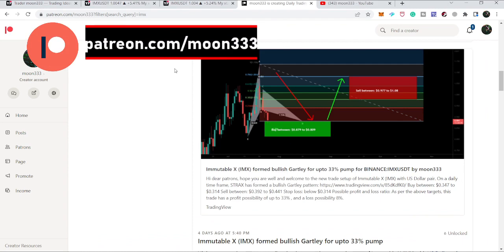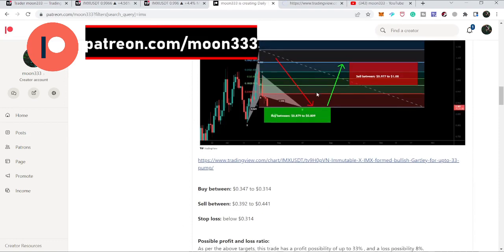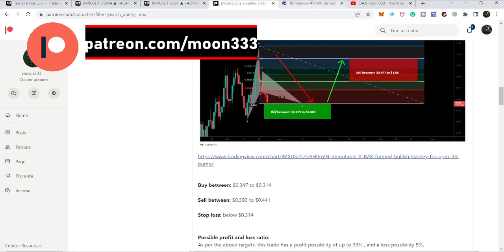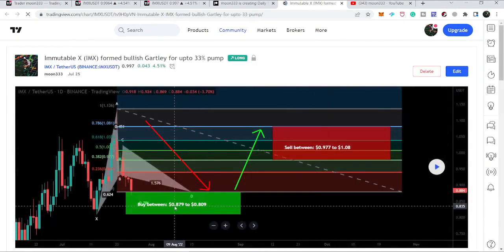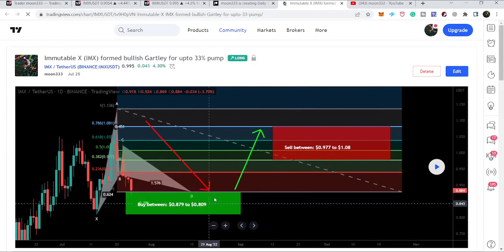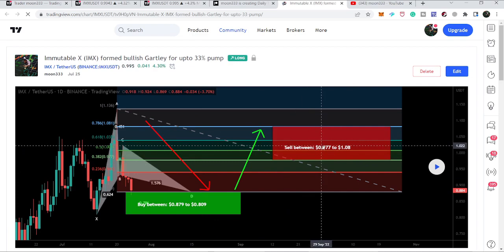So let's start the analysis, and first of all let me begin with this recent trade setup that I shared with my members at the Patreon of Immutable X. I shared it almost 4 days ago, and it was a harmonic bullish reversal Gartley setup. By the way, this setup was formed with the US dollar pair, not the Bitcoin pair. Our buying zone was approximately from 88 cents down to 80 cents, and our sell targets were from 97.7 cents to $1.08.